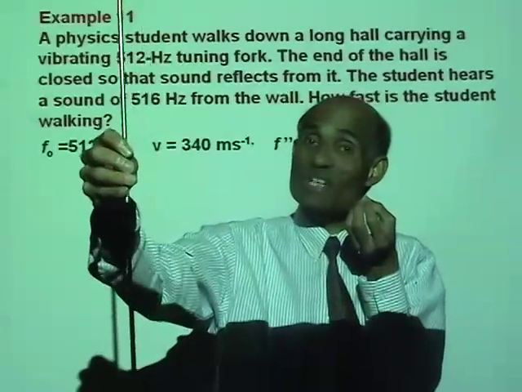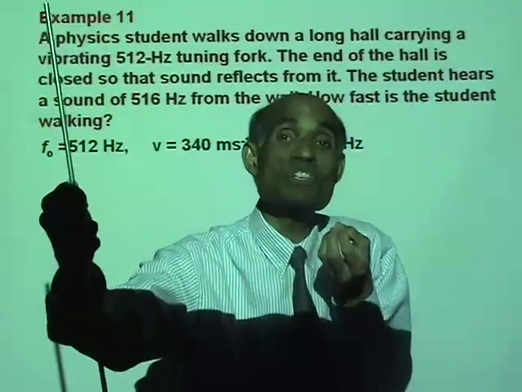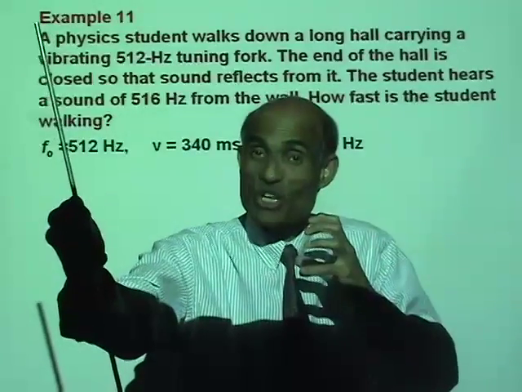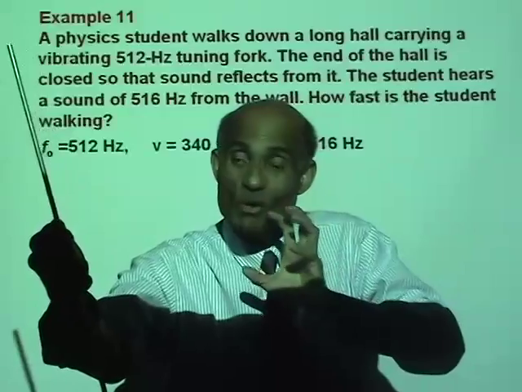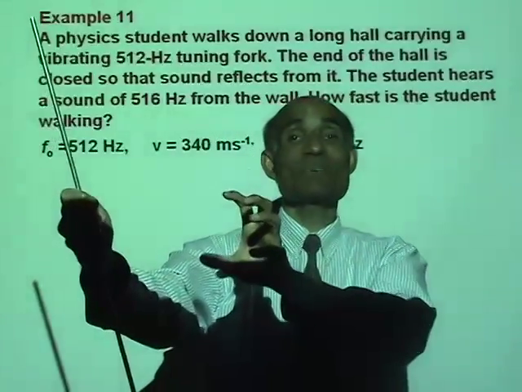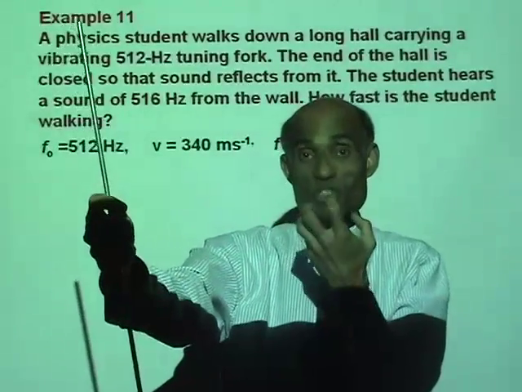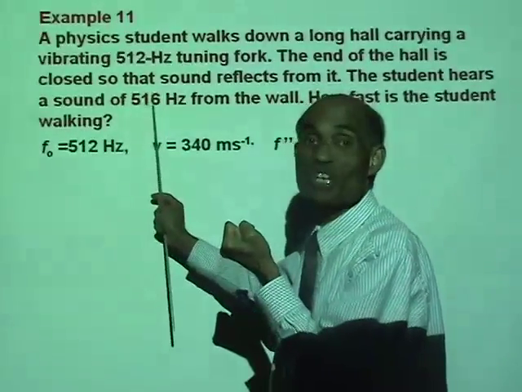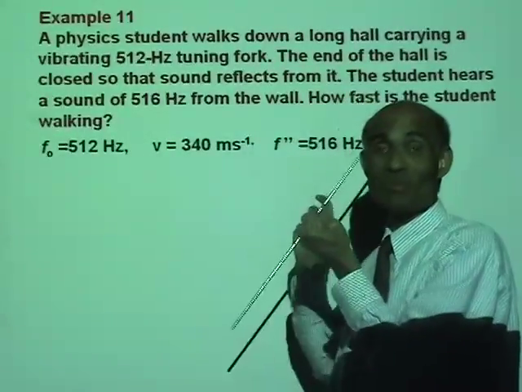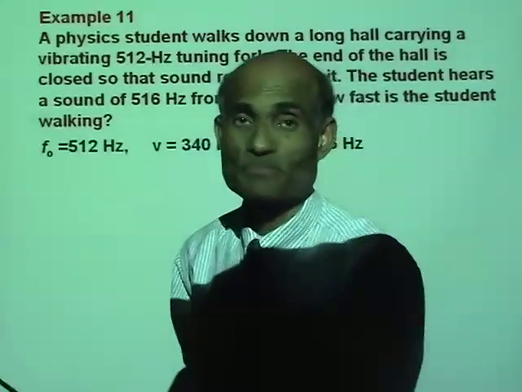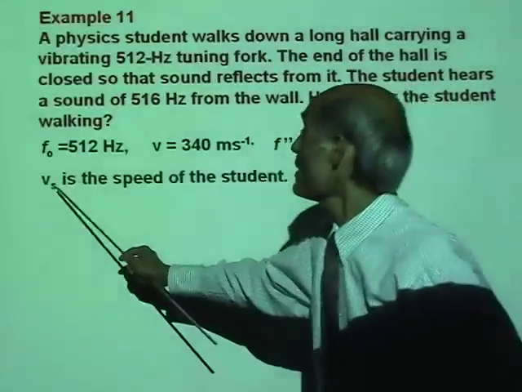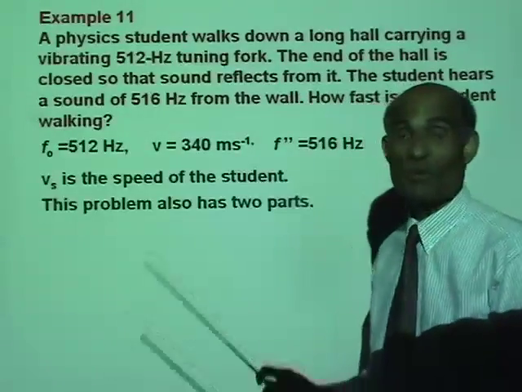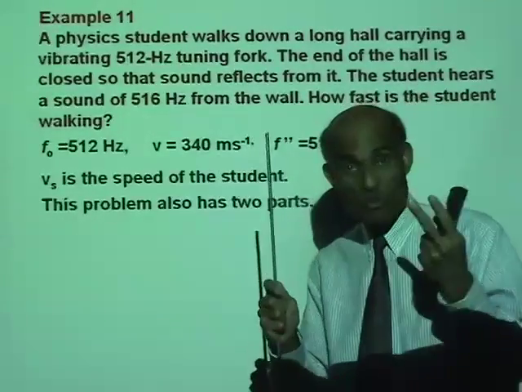The wall in its turn, in stage 2, the wall reflects that sound back to the student. Now in the second stage, the wall is the stationary source and the student is the listener who is moving towards that source. And the frequency as is heard by the student is 516 Hertz. That is F double prime. Okay. Vs is the speed of the student. So here again, this problem has two parts.